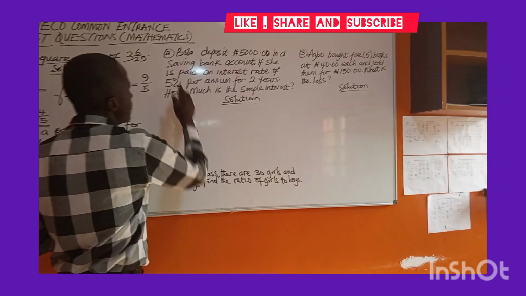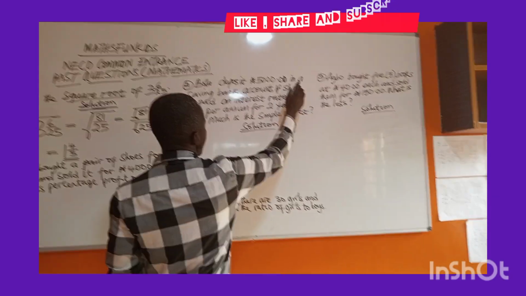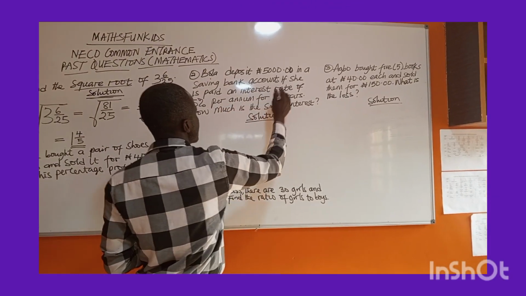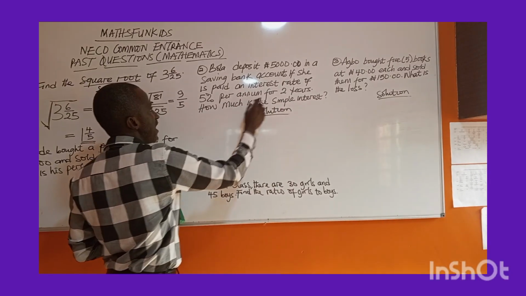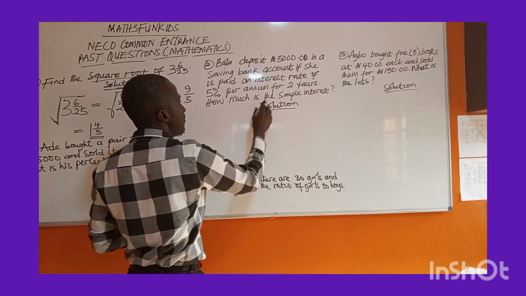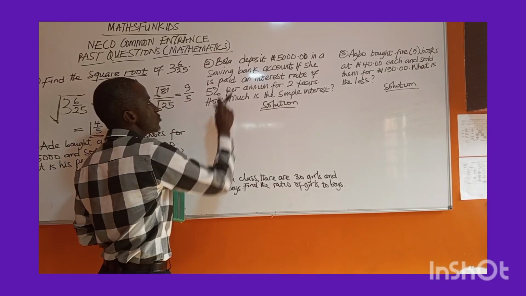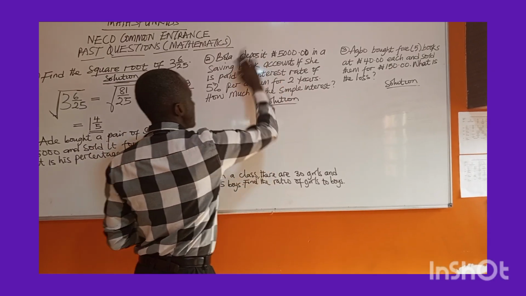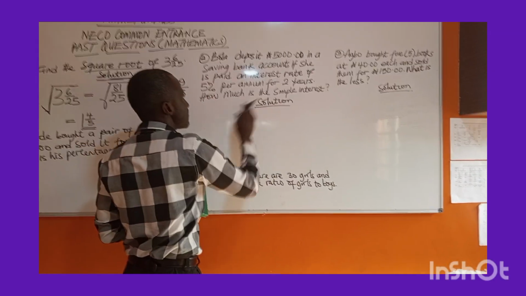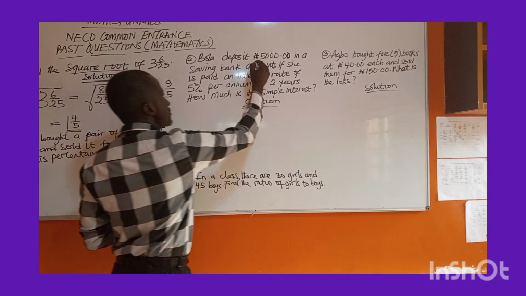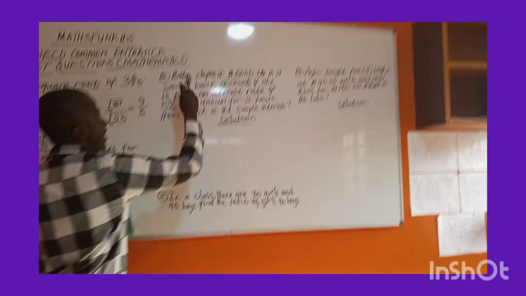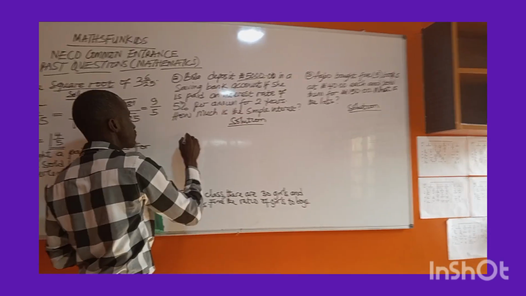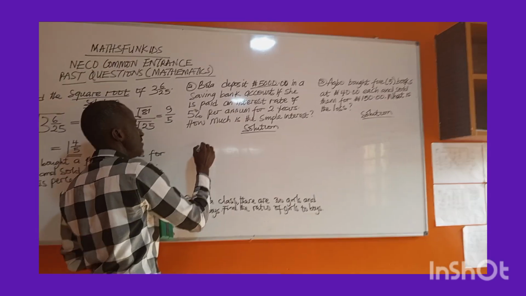Question number 2. Mother deposits 5,000 naira in a savings bank account. If she is paid an interest rate of 5% per annum for 2 years, how much is the simple interest? So we need to bring out the numbers here and what they are representing. The first one, which is the money deposited into a savings account, represents the principal.